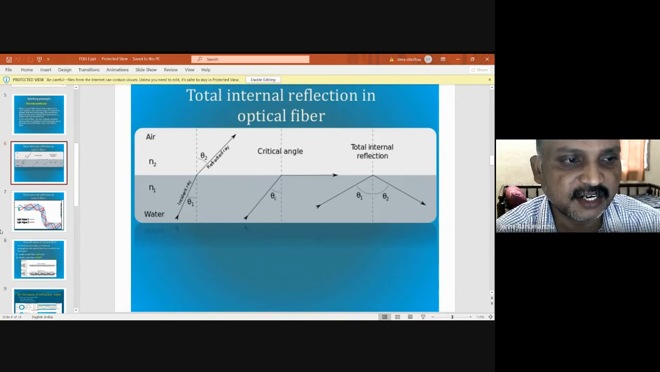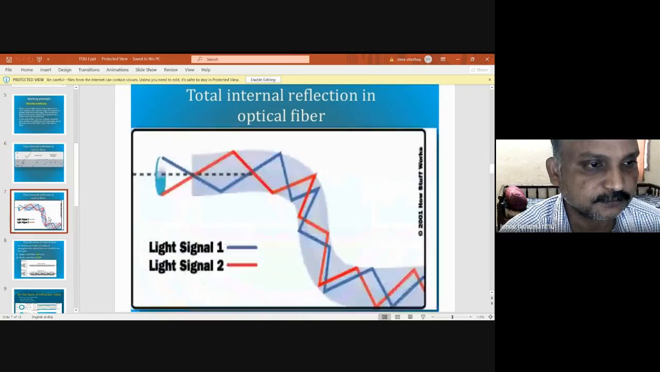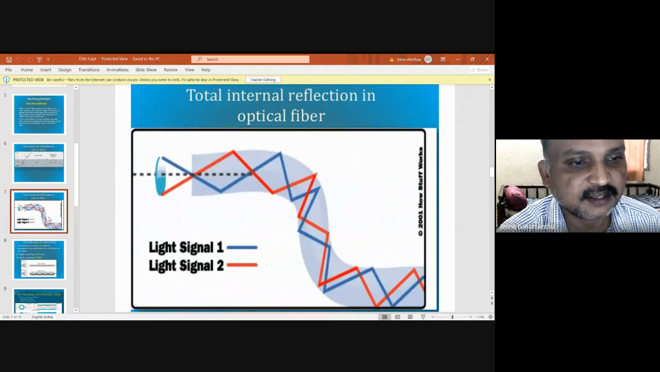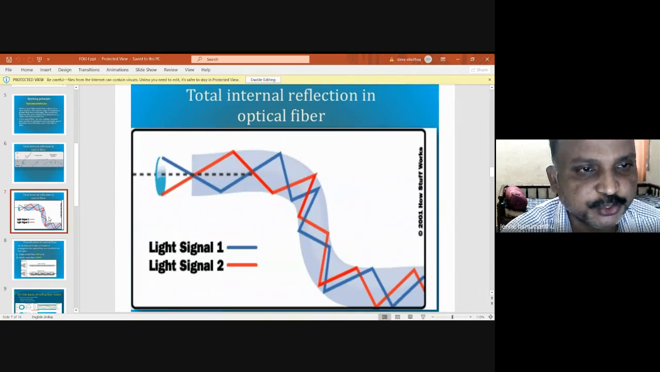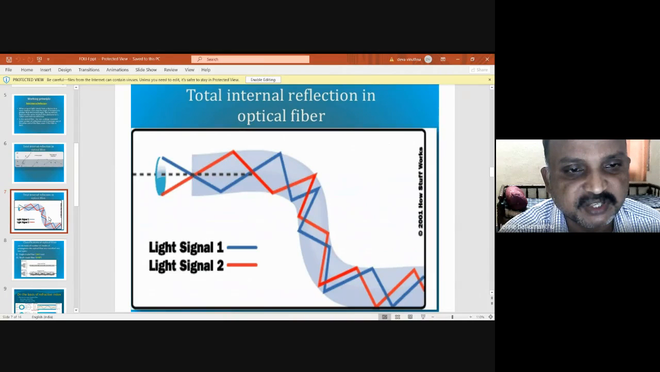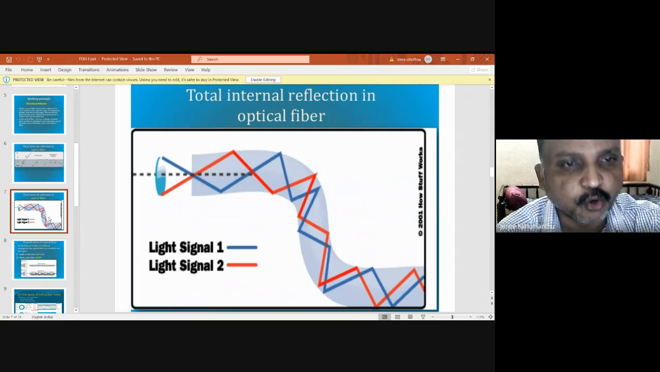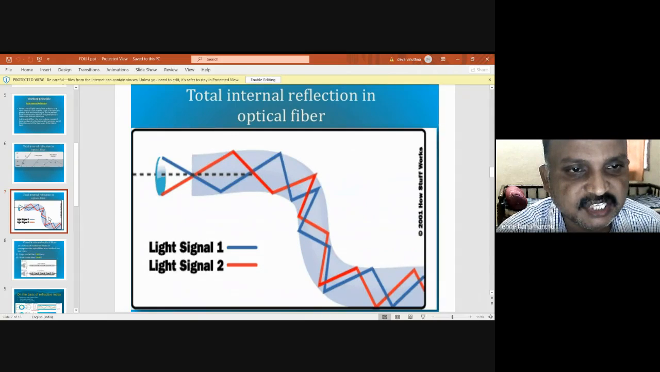Go for the next slide. Yes, this is what is happening. We are showing two types of rays here: a red ray and a blue ray. The completely shaded part is the core only. I am showing only the core, not the cladding. Outside this core there is a cladding, and outside that again we have a jacket. Leave it. Here, this one is only the core.